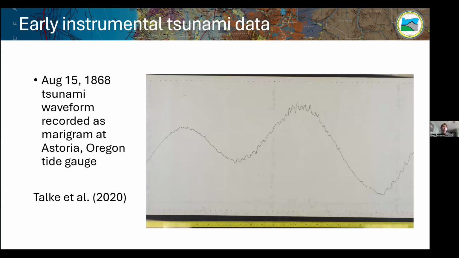And one other cool example, out of my expertise, is that in addition to the numerical average data that NOAA distributes, even in the very old data from the 1800s, in many cases the data were recorded at tide gauges by these marigrams that are similar to a seismogram. And you can see on this trace from 1868 that the tide gauge at Astoria recorded incoming tsunami waves from an earthquake on the Chilean subduction zone.